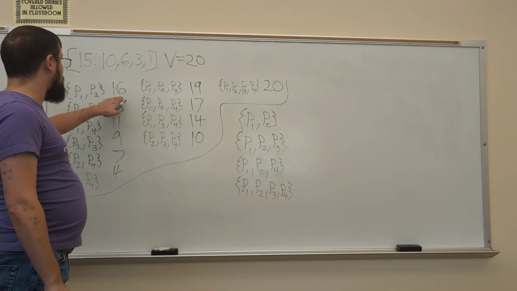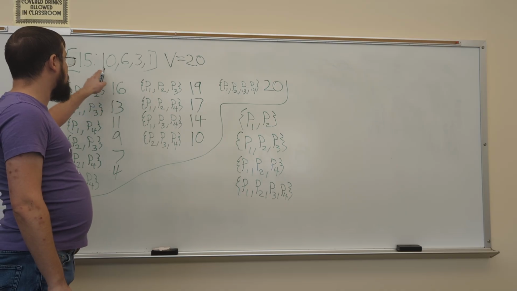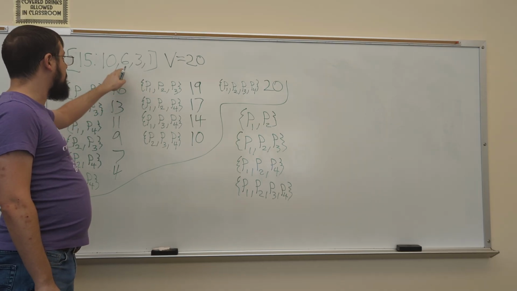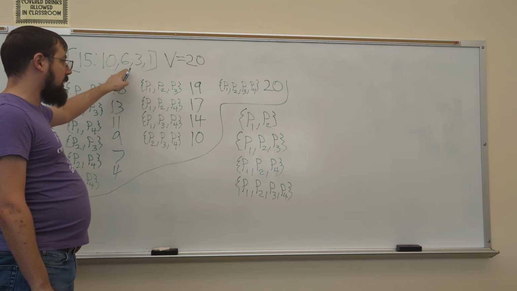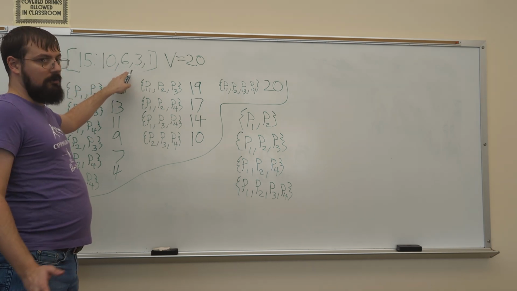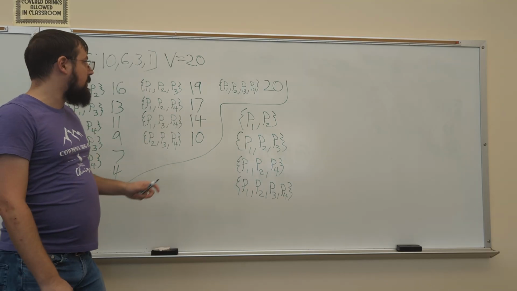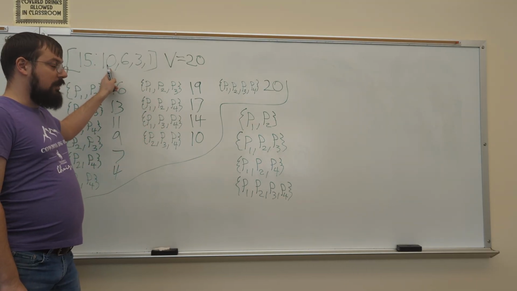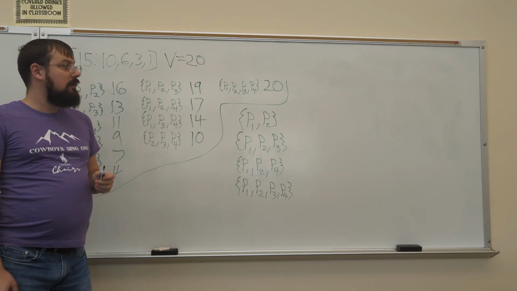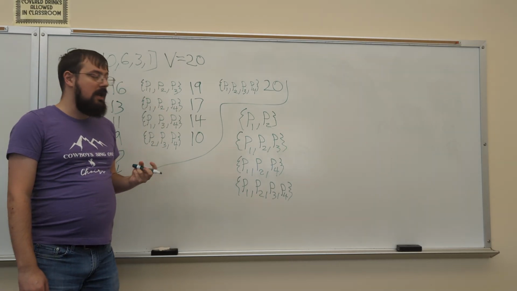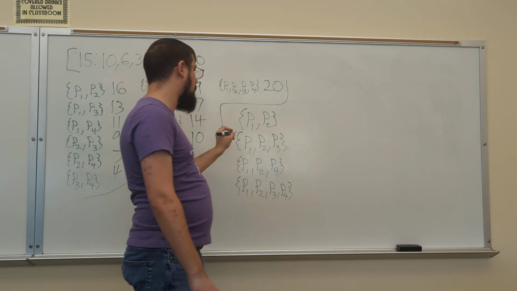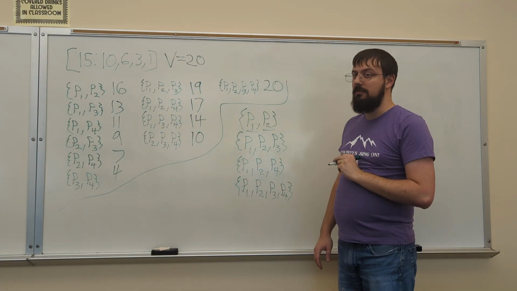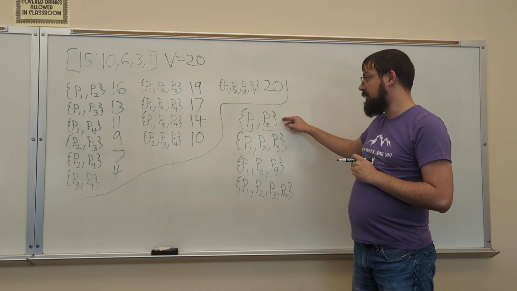We have 16 votes total. Our quota is 15, and we have 10 votes for P1, 6 votes for P2. If we get rid of P1, we now only have 6 votes from P2, so it's no longer a winning coalition. If we get rid of P2, we lose 6 votes. We're now down to just 10 from P1, also no longer a winning coalition. So this would mean that both P1 and P2 are critical players. So we're going to underline P1 and P2 to indicate that both of those are critical players in this coalition.